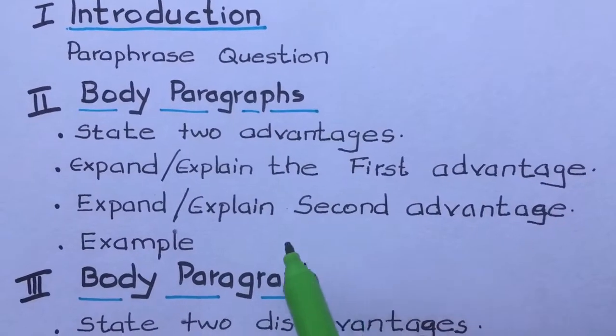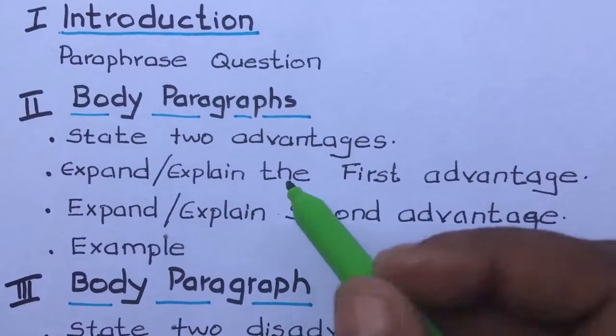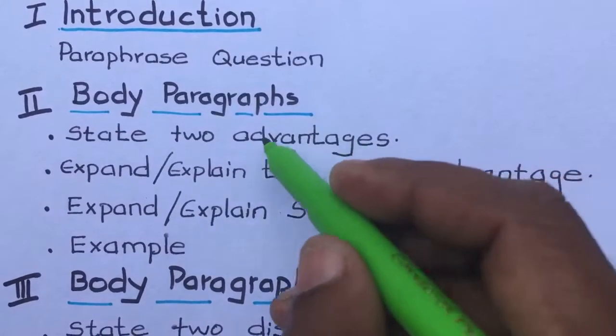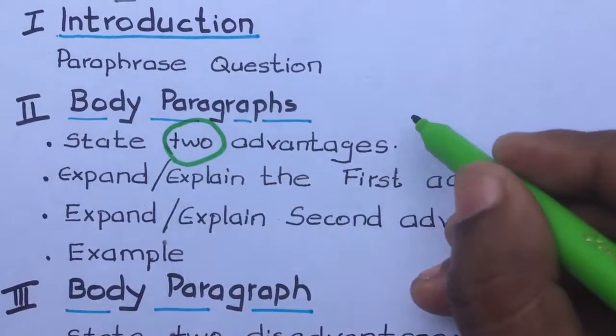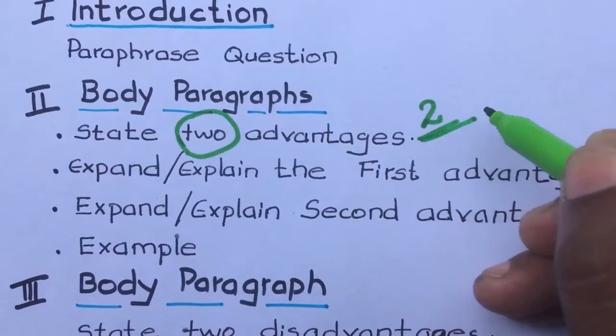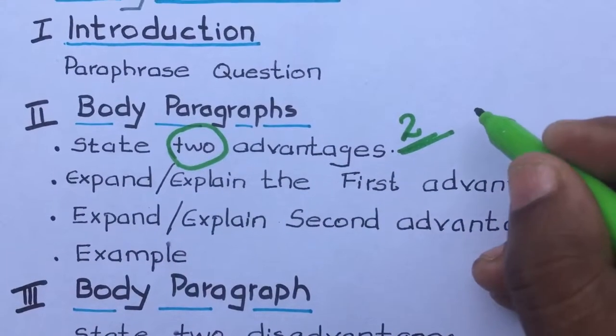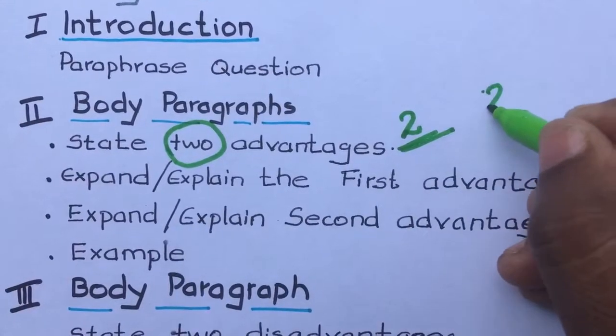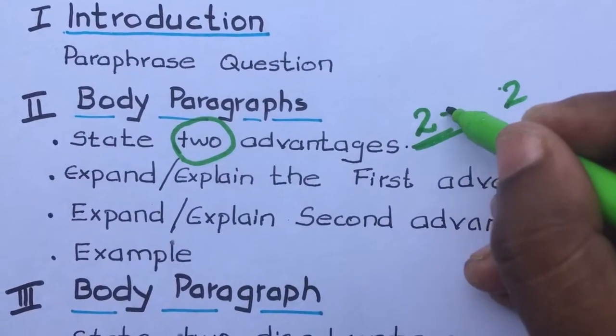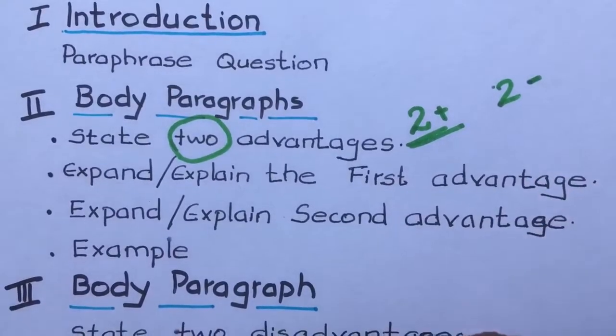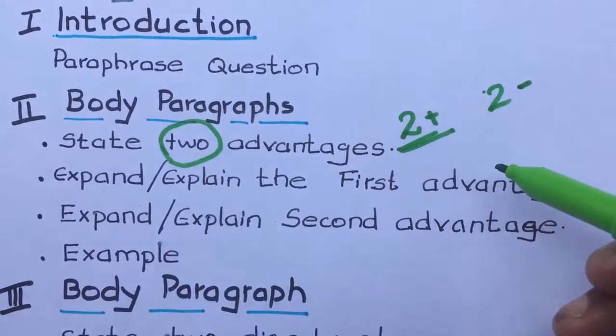So how can you write such questions? See, you have to write at least 2 advantages. 2 advantages is a must. And if you are going to write 2 advantages, you need to write 2 disadvantages as well. 2 positives and 2 negatives, because you have to balance it, right?